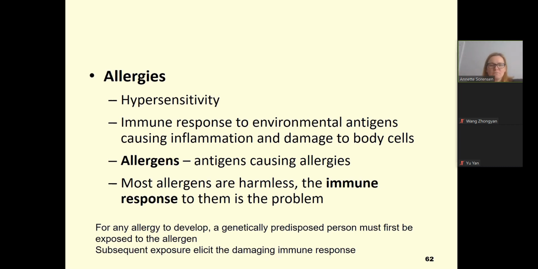Allergens are basically antigens that cause allergies. So we call them allergens, and it is basically antigens which are causing allergies. Now, most of these allergens are pretty harmless. It's how the immune system responds to them that is really the problem.